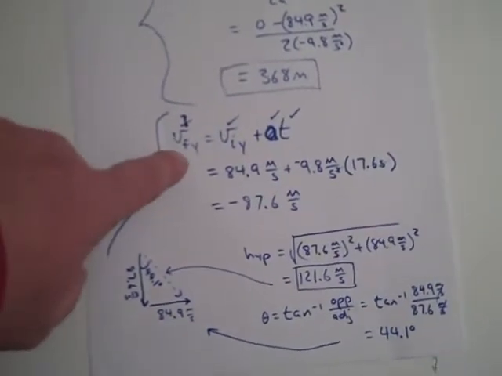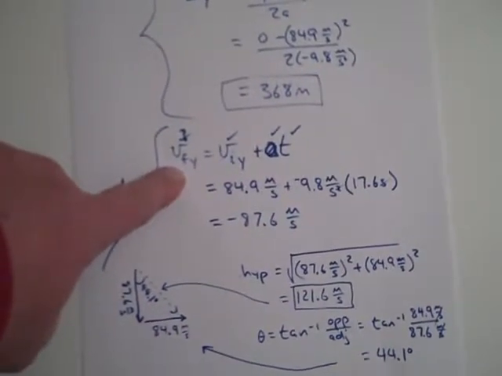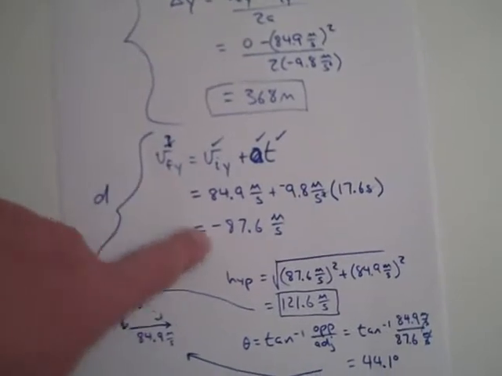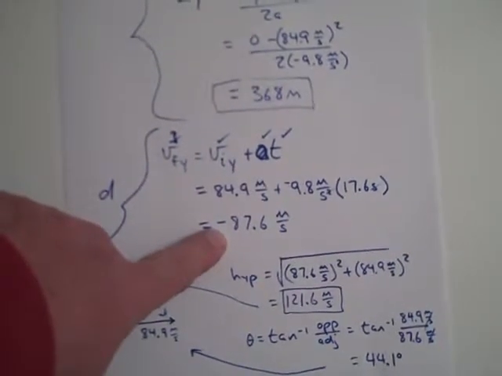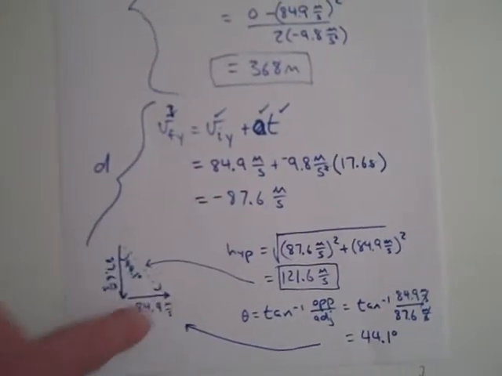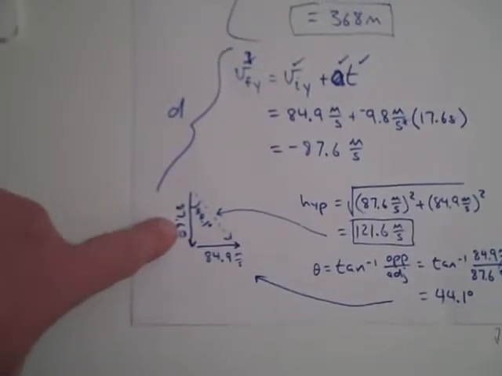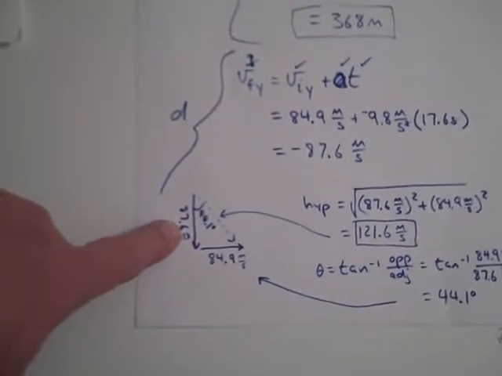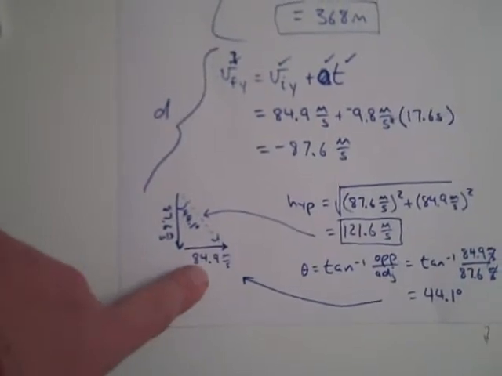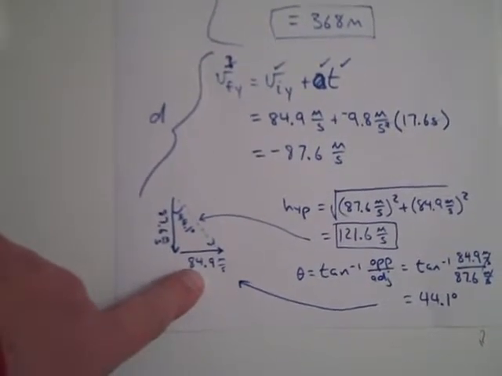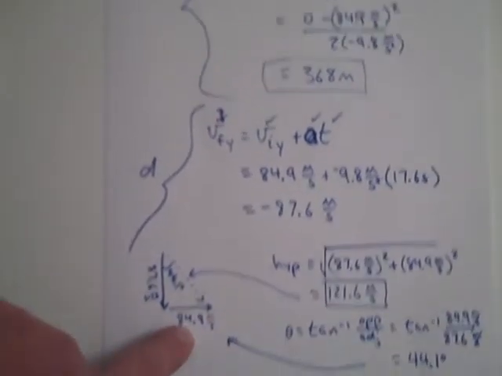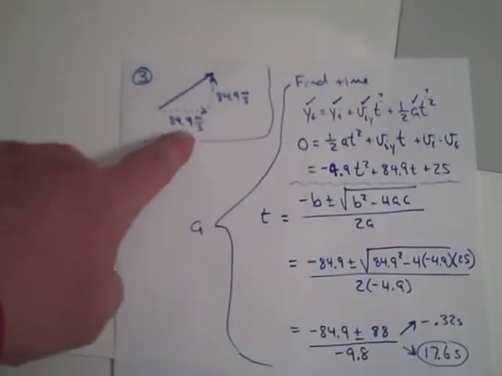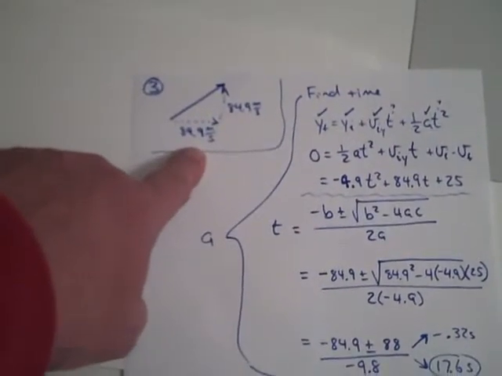You have to find out what the velocity final of the arrow is in the y direction. And we land up going negative 87.6 meters per second. That's our y leg of a triangle. We know originally we found out again that it was 84.9 meters per second in the x direction. We found that way over here. Again, our velocity in the x direction does not change.